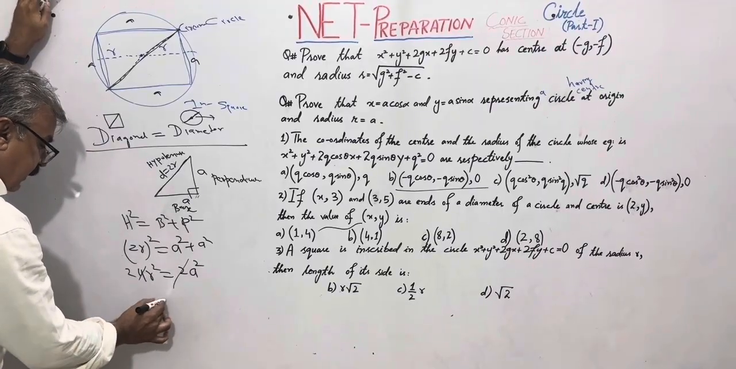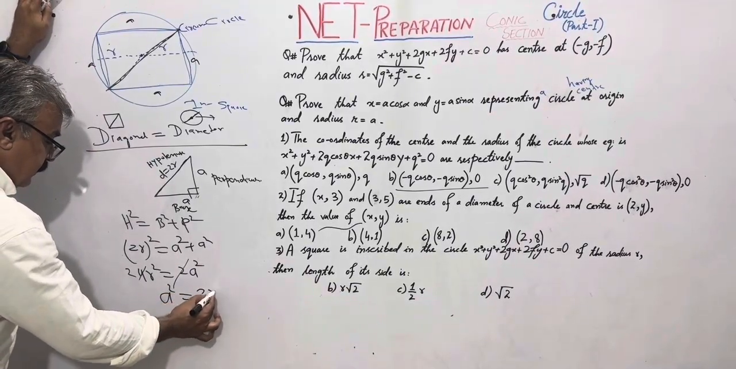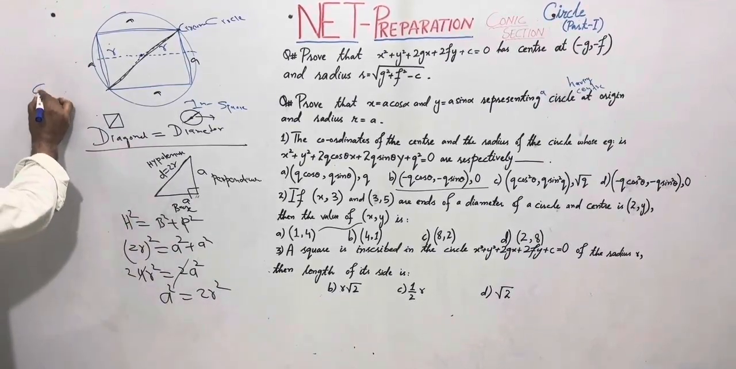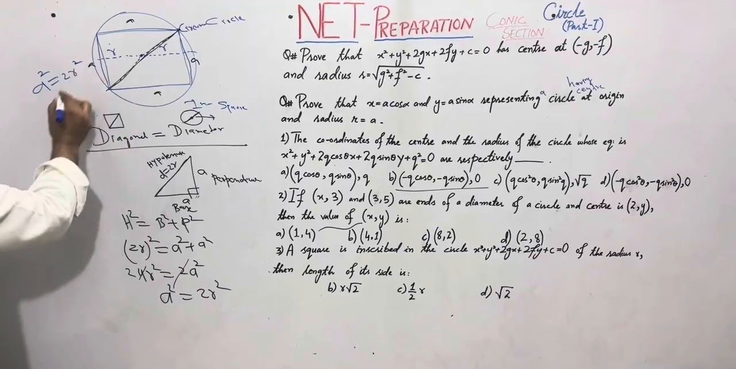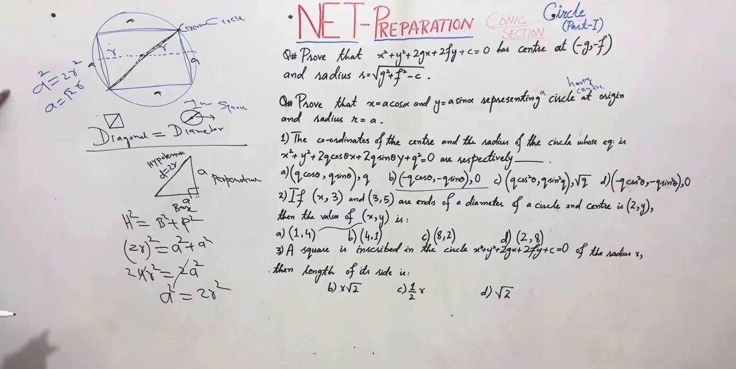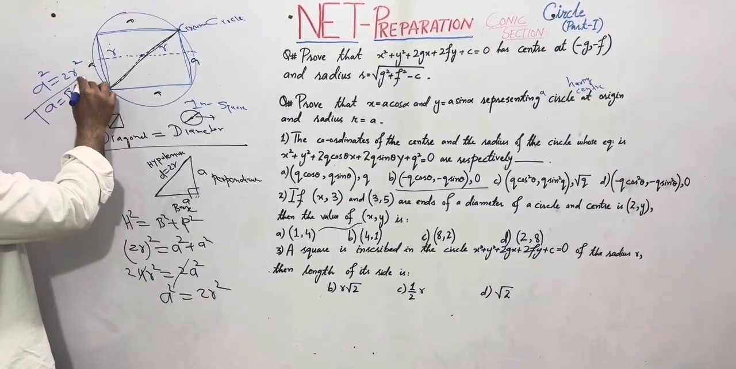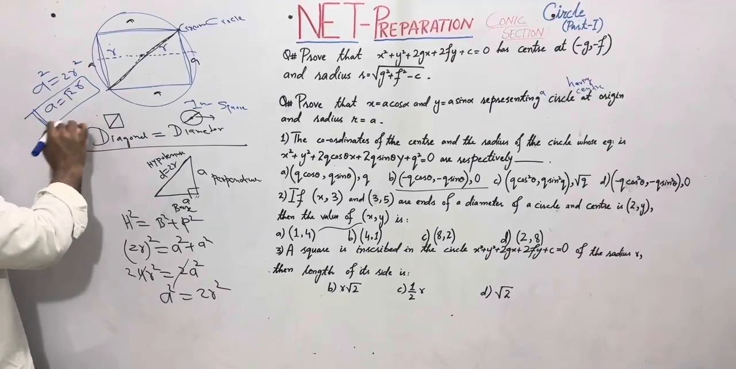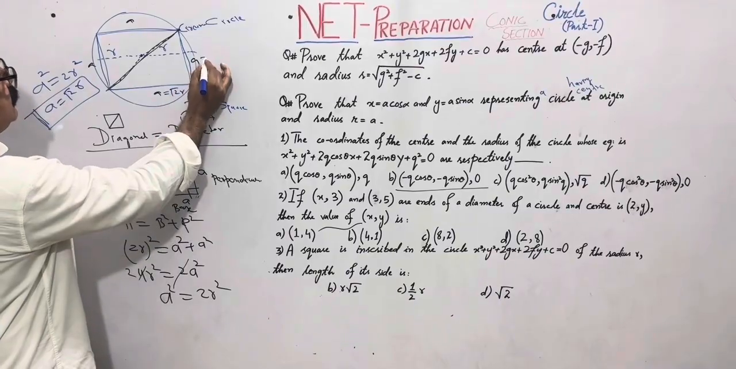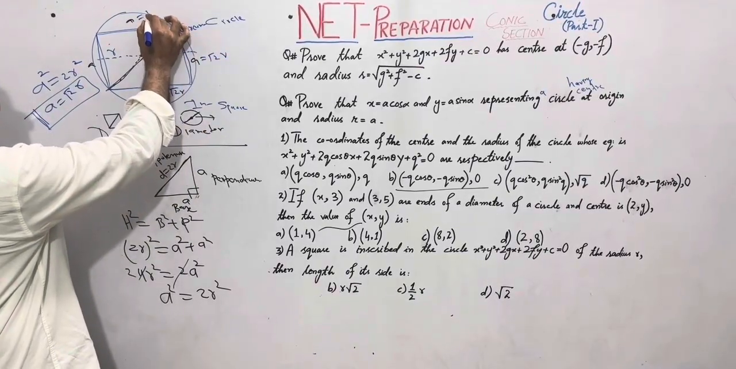Dividing by 2, we have a squared is equal to 2r squared. We are interested in a. Taking the square root on both sides, a squared gives a, r squared gives r, and root 2 remains root 2. So a equals root 2 times r. This is the length of the side of the square. It's equal to root 2 times the radius.